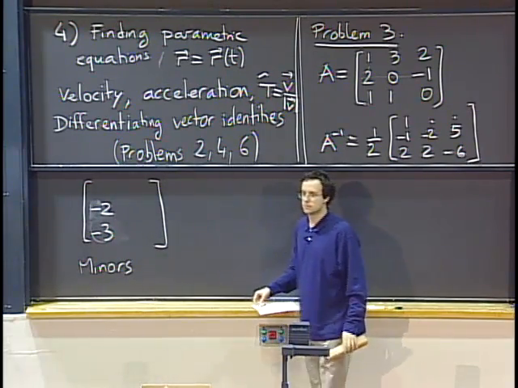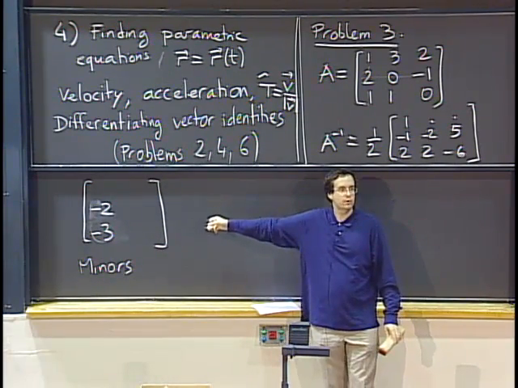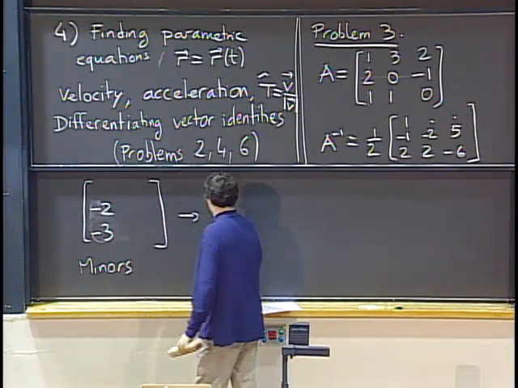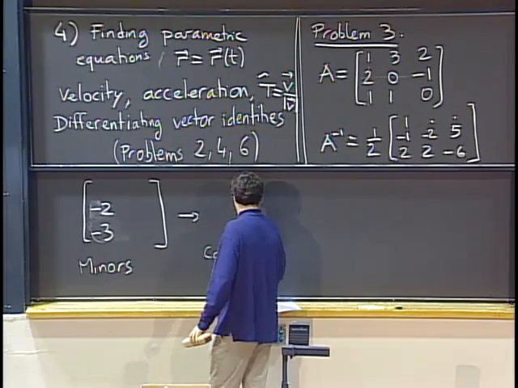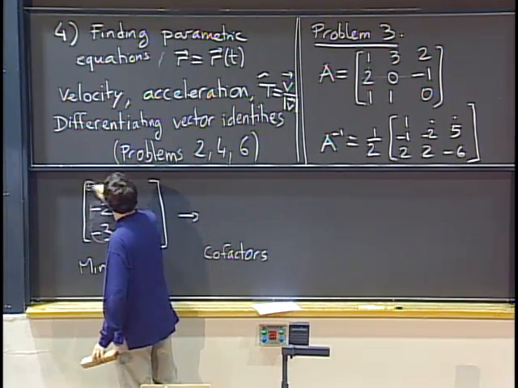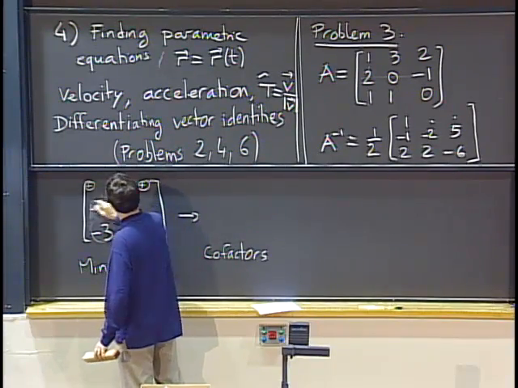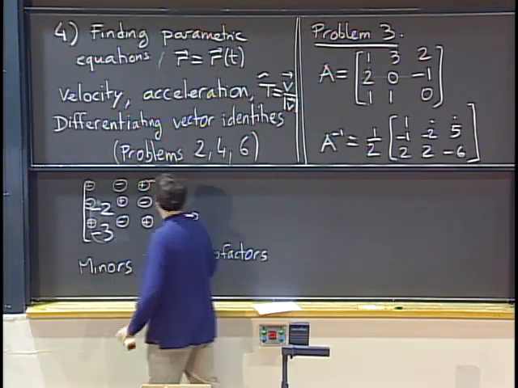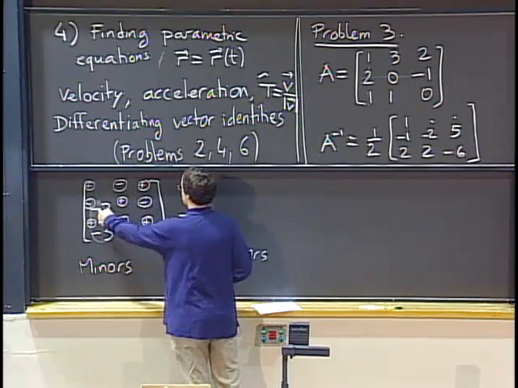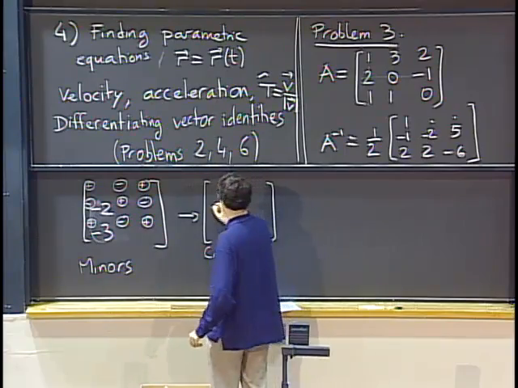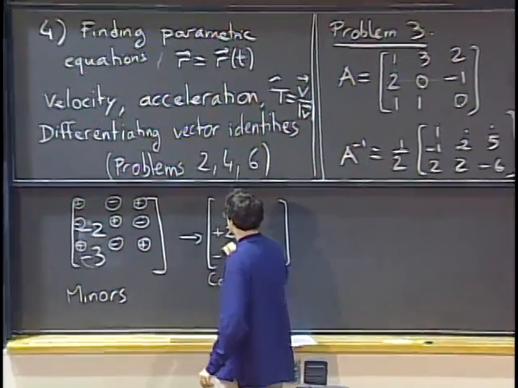Okay? Is that step clear for everyone? Good. Then we need to go to cofactors. That means we need to change signs. So the rule is we change signs in basically these 4 places. So that means we'll be left with positive 2 and negative 3.